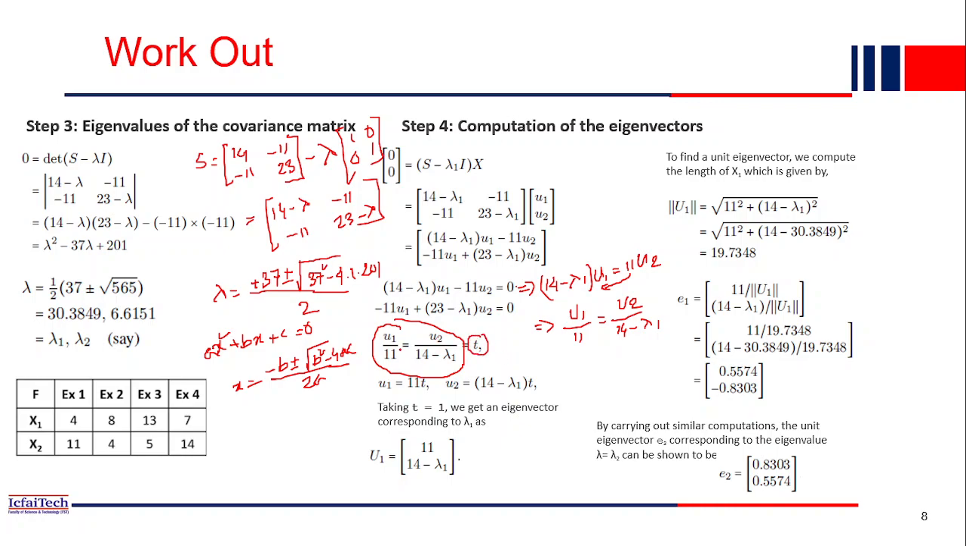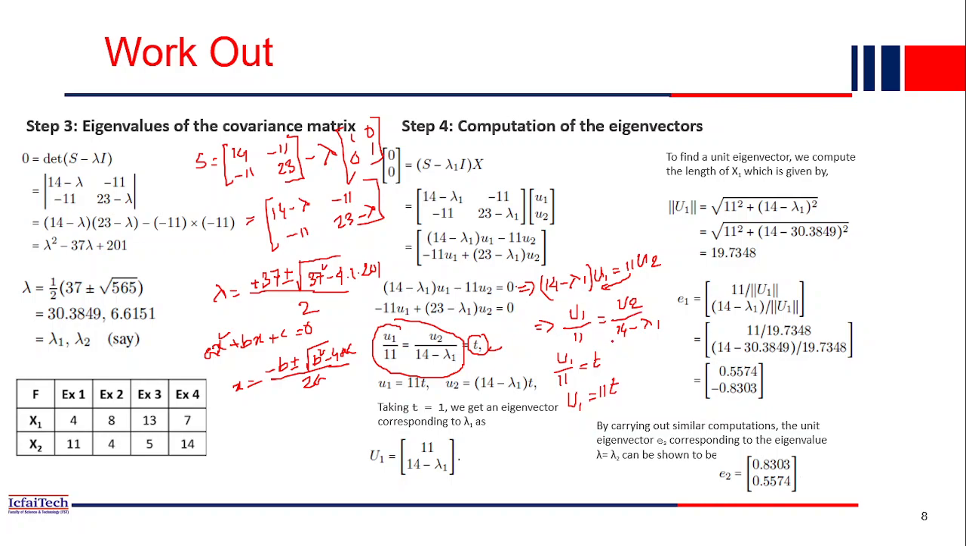Why did we keep t? Because here both equations are actually dependent equations, right? That's why we kept it equal to t. So now if you see u1 by 11, that means you can write u1 by 11 equal to t, so u1 equal to 11t. Similarly, once you know u1 equals 11t, now you can find out what u2 is.